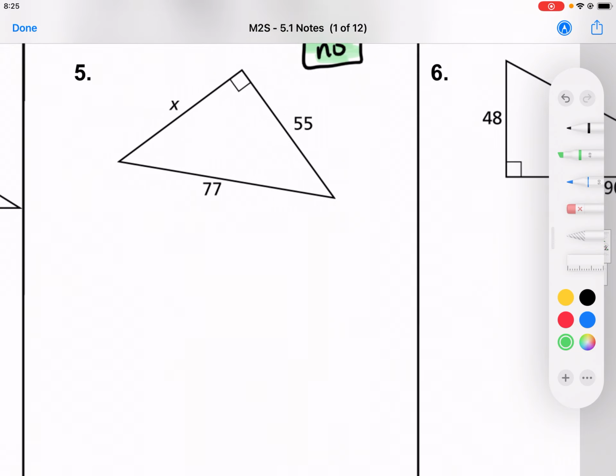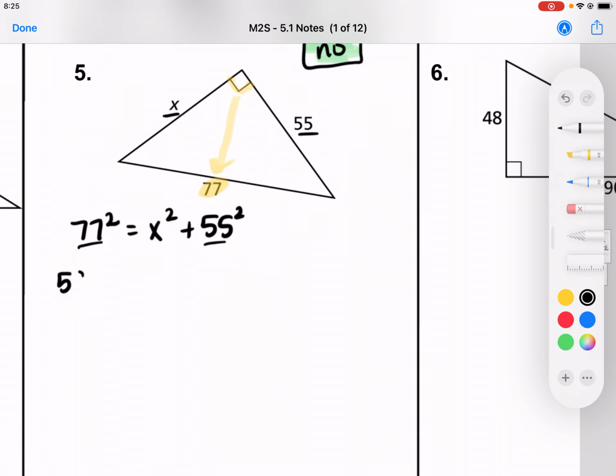Okay, let's go to number 5. So, like before, you always look for the right angle and go across to find your hypotenuse. That's what we'll start with. So you have 77 squared is equal to, and then it does not matter what order you put these in. Just do x squared plus 55 squared, or you could do 55 squared plus x squared. Doesn't matter. Now, since both of these are not on the same side, I usually just go ahead and solve them. So I get 5929 equals x squared.